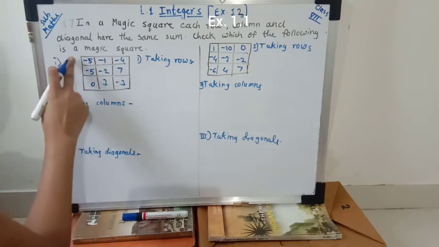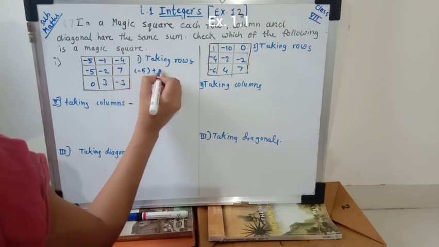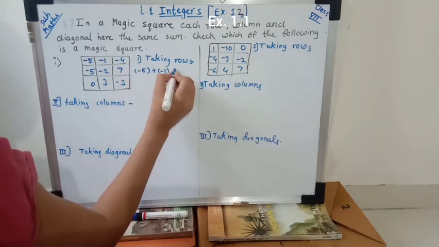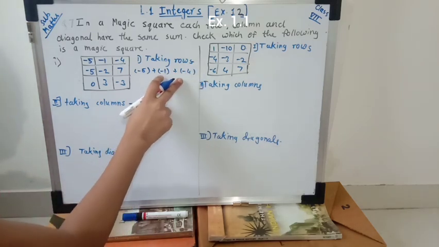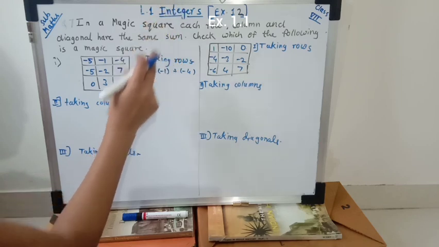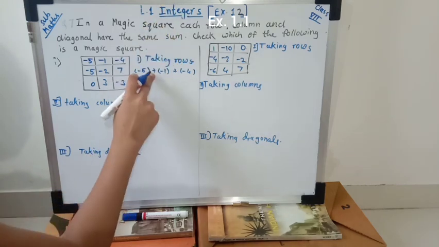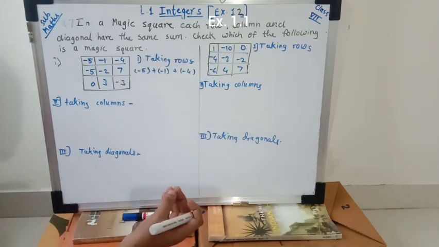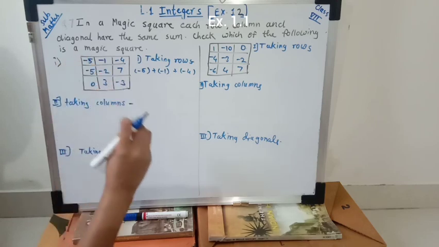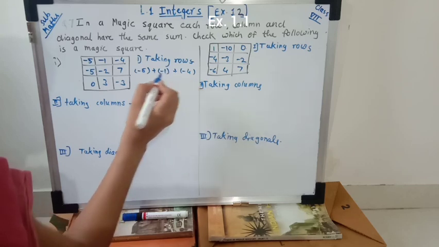So here the first row is minus 5 plus minus 1 plus minus 4. Now student, we are doing addition and we are learning integers. All these numbers are with the negative sign and we have to do the addition of negative numbers. Remember the sign, it is very important. Let's do the first two numbers. Both the numbers are negative numbers.